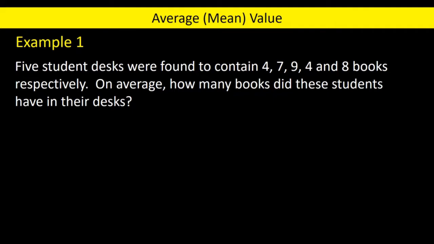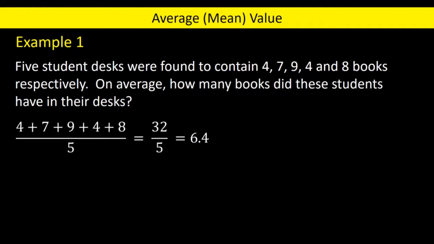For example, suppose we check 5 students to see how many books they have in their desks, and we get a list of numbers 4, 7, 9, 4, 8. What is the average number of books per student? And you know how to find the average. You add up the list of numbers and divide by the number of students, which is 5. The answer in this case, 32 over 5, gives 6.4 books on average.